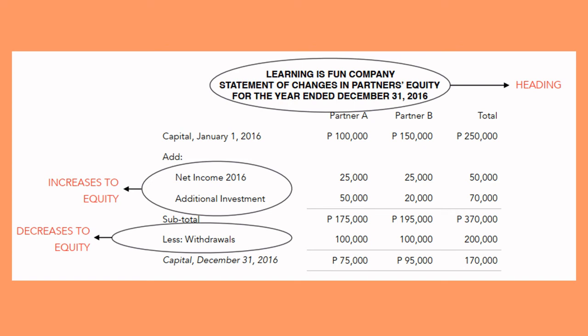So capital, nung January 1, 2016, you add the net income and additional investment. Then you'll get the subtotal, less lahat ng drawings ng both partners. And you will end with the capital December 31, 2016, which is 170,000. Magkaiba sila dahil magkaiba rin sila ng initial investment and magkaiba rin yung kanilang additional investment.